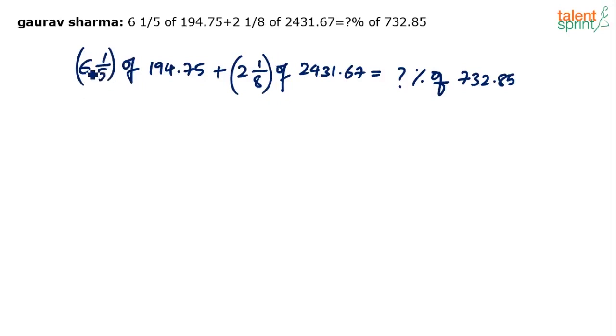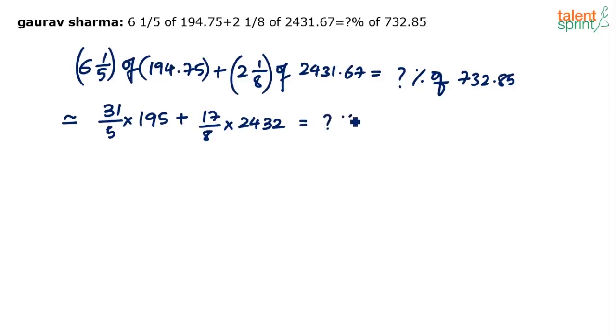6 1 by 5 is what? 31 by 5, into, I would approximate 194.75 as 195. Yes or no? Hardly a difference, right? 0.25 is the difference. Okay, plus 2 1 by 8 is 17 by 8, multiplied by 2431.67. I would take it as 2432. Again, 2431.67 and 2432, what's the difference? 0.33, hardly a difference on 2400. Is equal to what percent of, let's say 732.85 is 733.